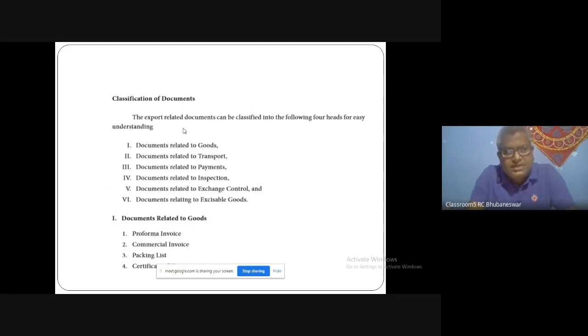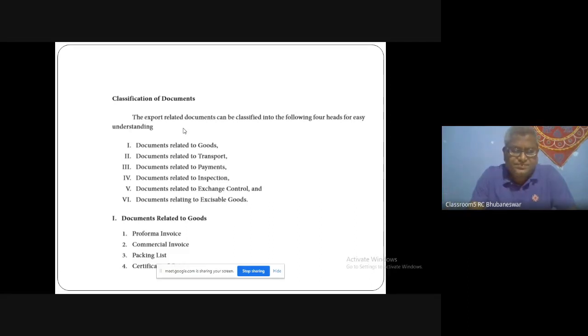But if you go through the export documents in detail, they may be classified into 6 parts: documents related to goods, documents related to transport, documents related to payment, documents related to inspection, documents related to exchange control, and documents related to excisable goods. My dear friends, these 6 groups of documents are important and necessary for the exporting of goods and services.